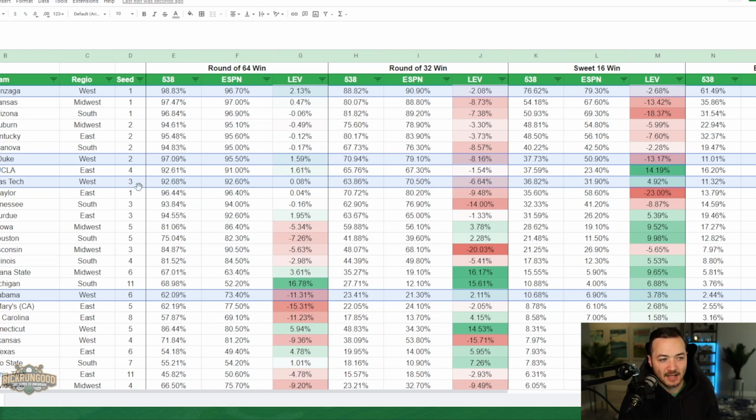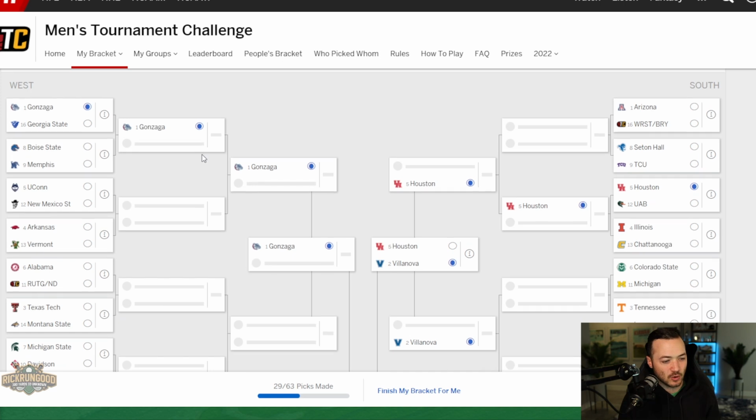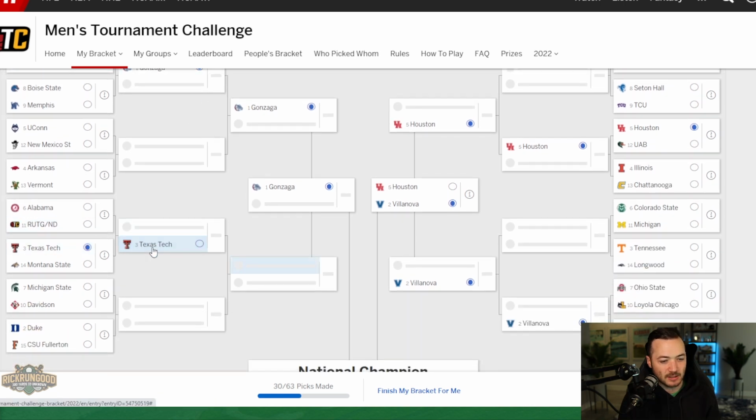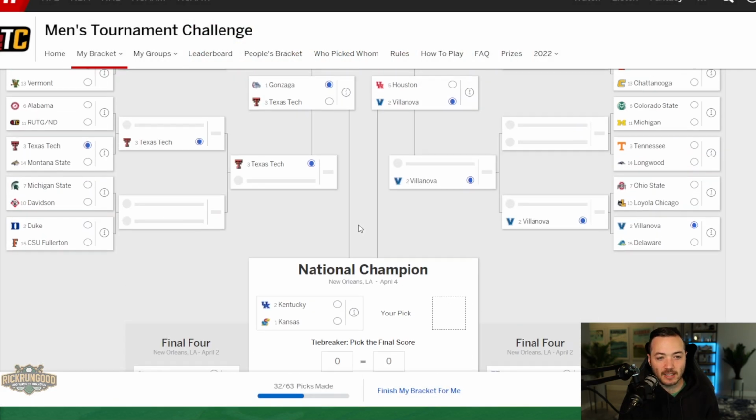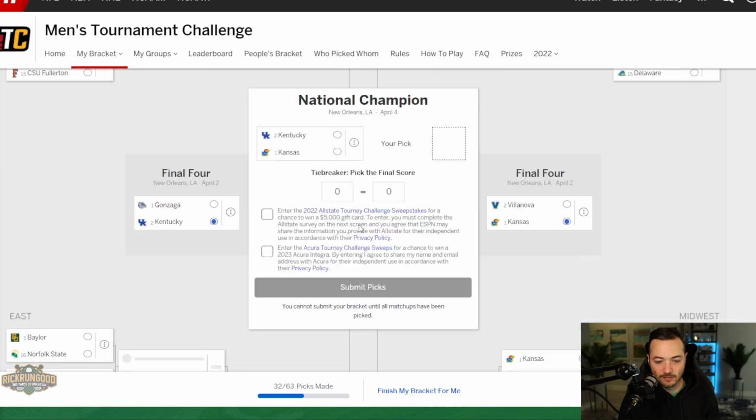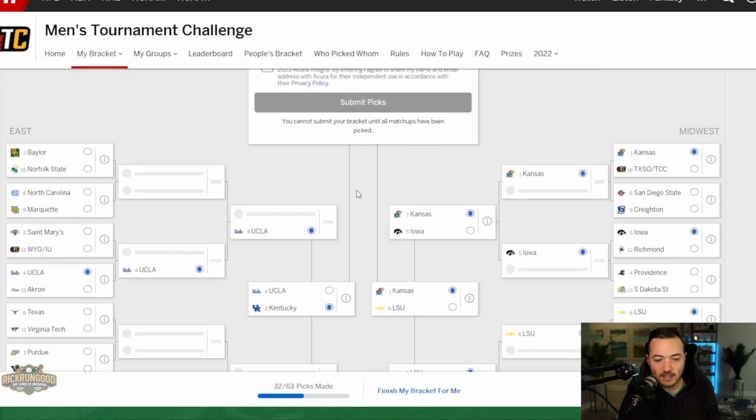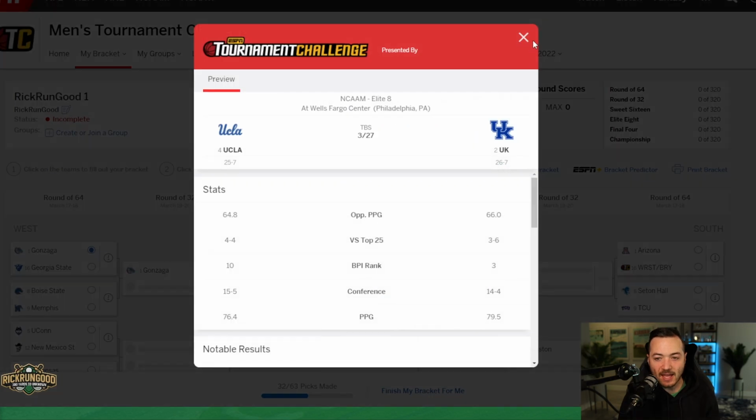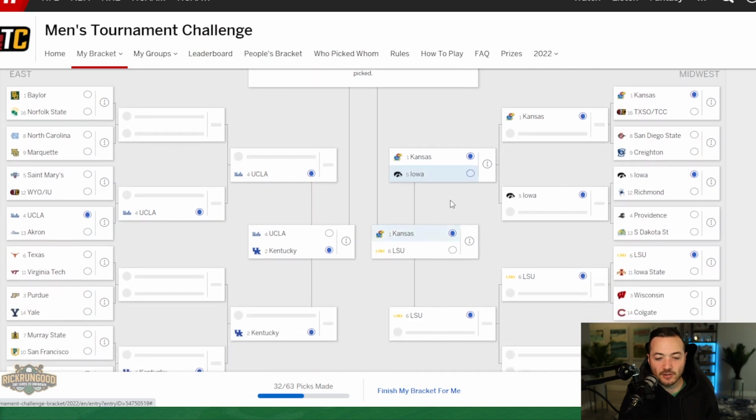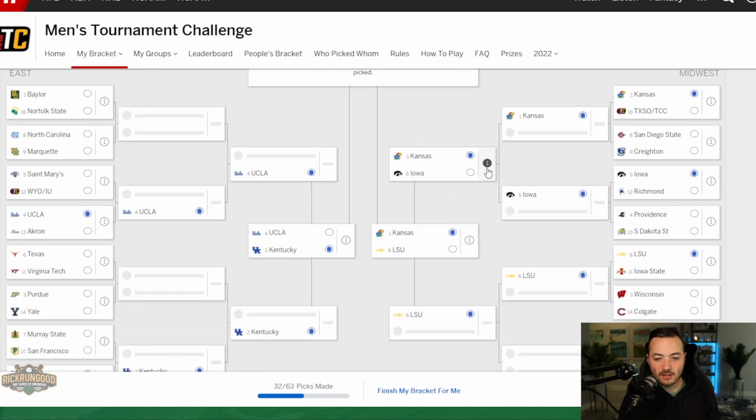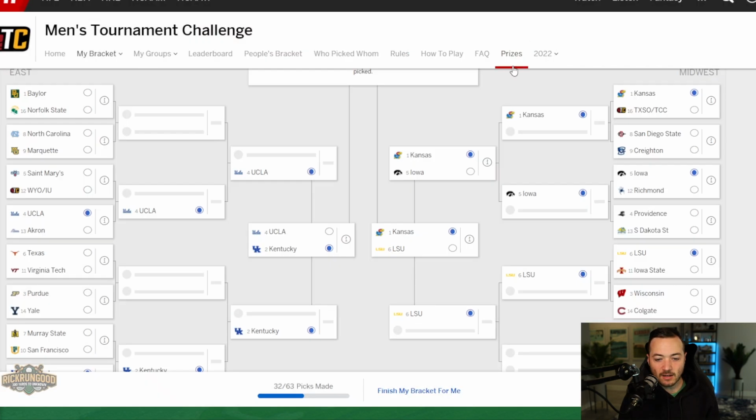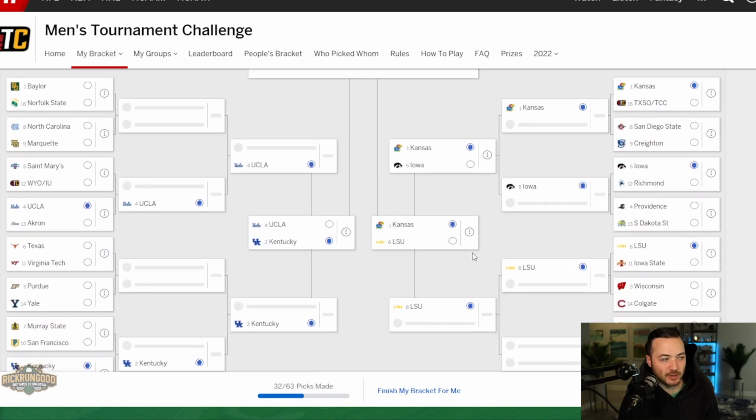So would Texas Tech run into Gonzaga too early here, or would they run into them in the Elite Eight? That would be okay. They would run into them in the Elite Eight. Okay, so we can go with Texas Tech. So here's now our Elite Eight: Gonzaga versus Texas Tech, Houston versus Villanova, UCLA versus Kentucky, and Kansas versus LSU.